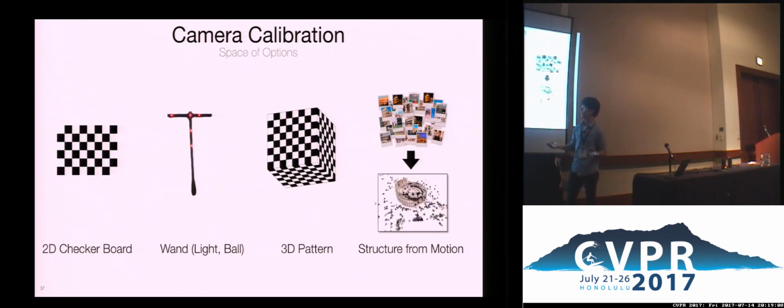And there can be many other options. Maybe checkerboard is one of the common options. There exists common software like the Caltech Toolbox. And one is very common for marker-based motion capture systems. You may use some 3D pattern, or in the wild situation, maybe structure from motion actually provides a similar output, camera parameters.